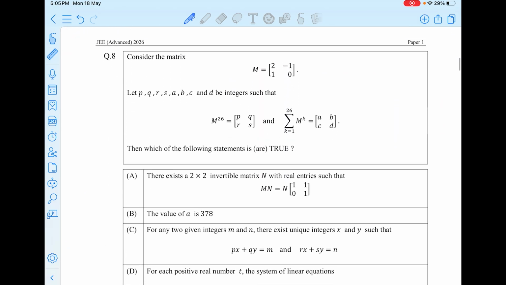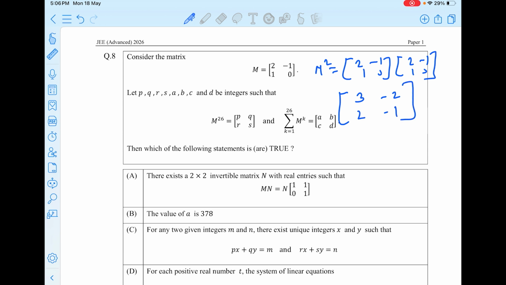Now question 8. Consider this matrix M = [[2, -1], [1, 0]] and M to the power 26. This question is similar to the one asked in Advanced 2022, where they gave a 2 by 2 matrix and asked for M to the power 2022. Here they ask M^26. So first, M is given, then find M squared. M squared is [[2, -1], [1, 0]] times [[2, -1], [1, 0]]. When you multiply, what will you get? [[3, -2], [2, -1]]. This is your M squared.